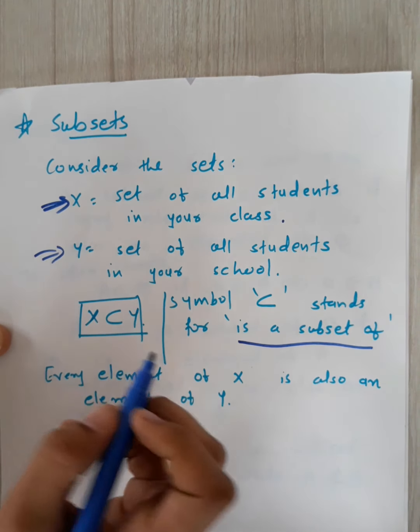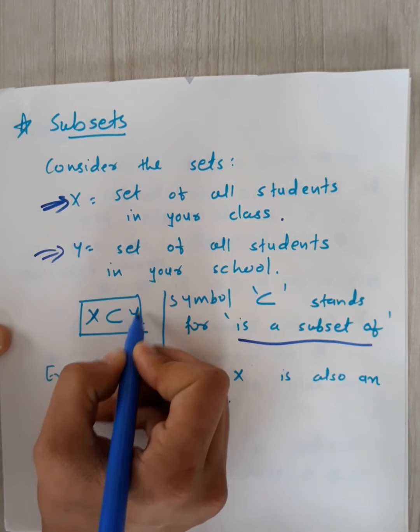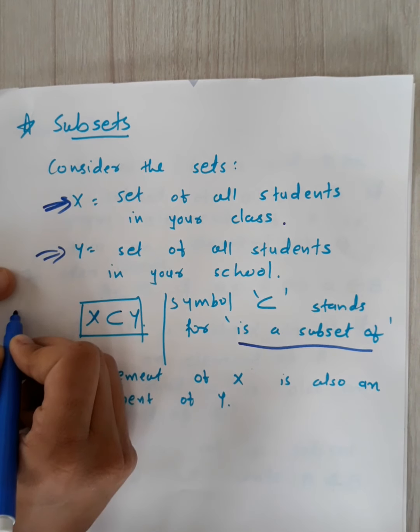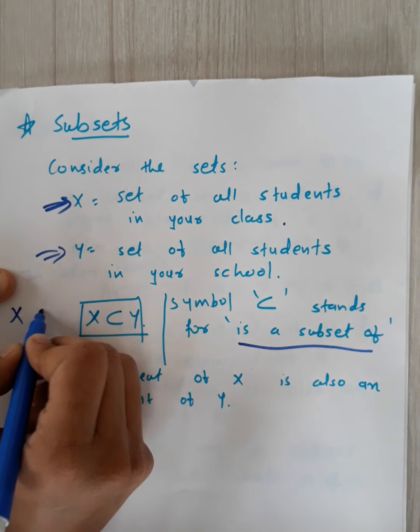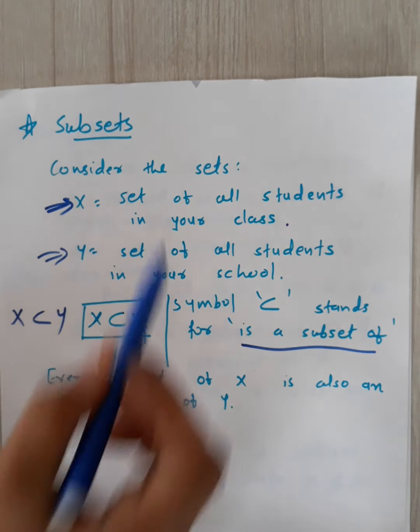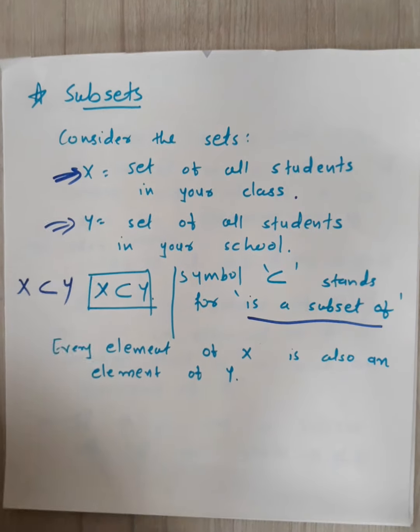So whatever the big set is, it is always written over here. The small set is the subset of the big set. Every element of X is also an element of Y. Let's take one more example.